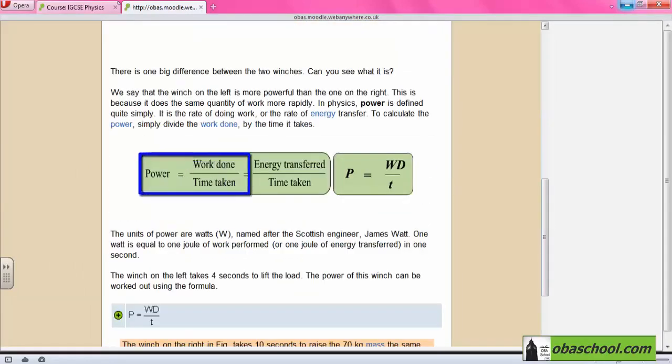So here we have the equation for power. It is equal to work done over time taken, or we can say energy transferred over time taken. P equals WD over T.